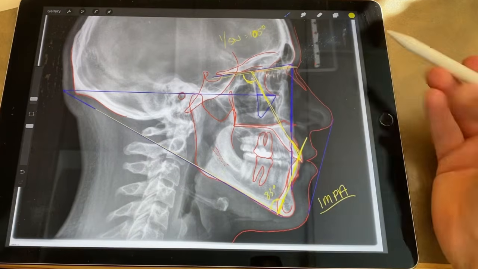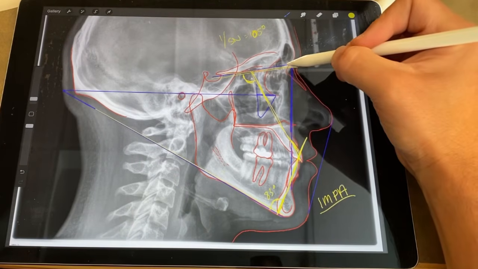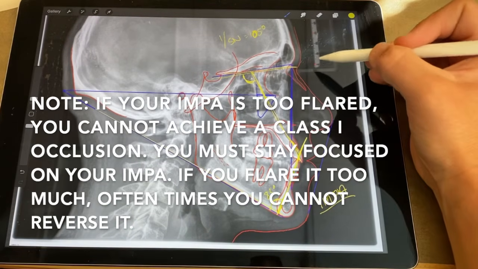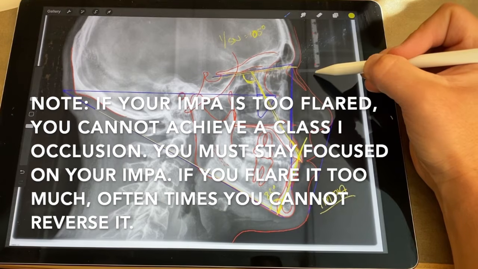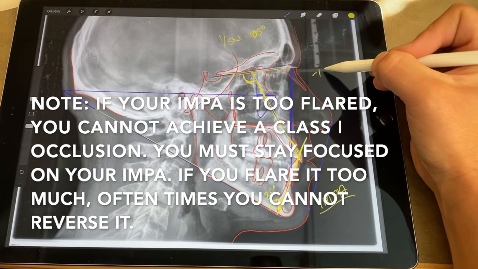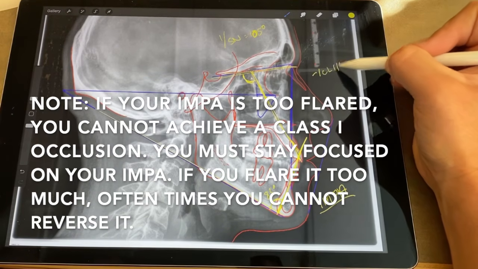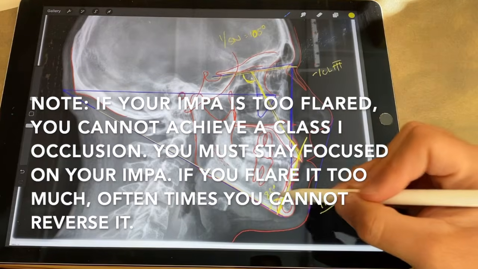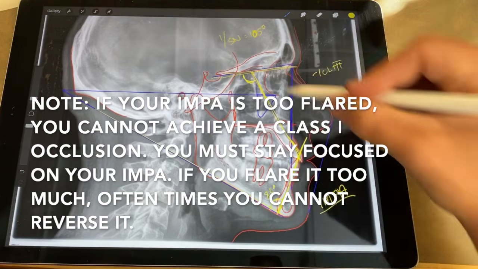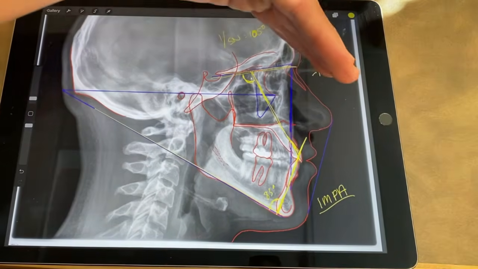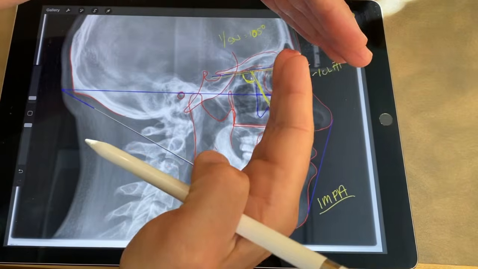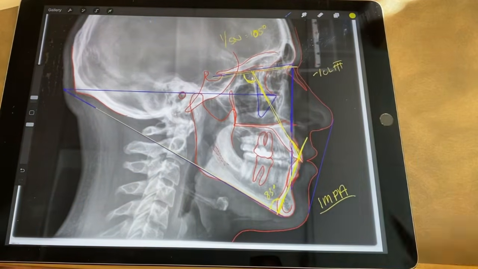But I'm class 3, right? Because we looked at our SNA and we saw that our A and B was about -1, which is class 3, right? So my front top teeth have to be a little bit flared, my bottom teeth have to lean back a little bit in order for that to work.